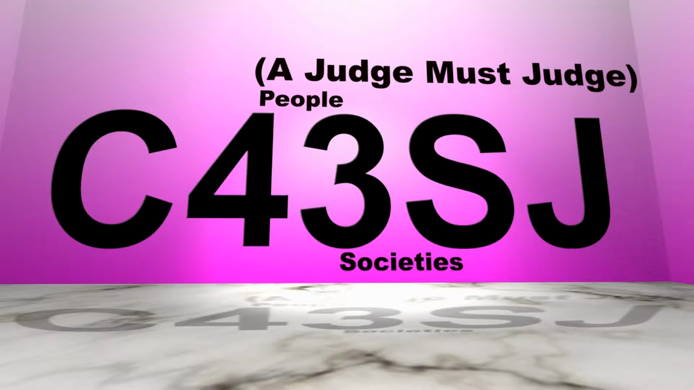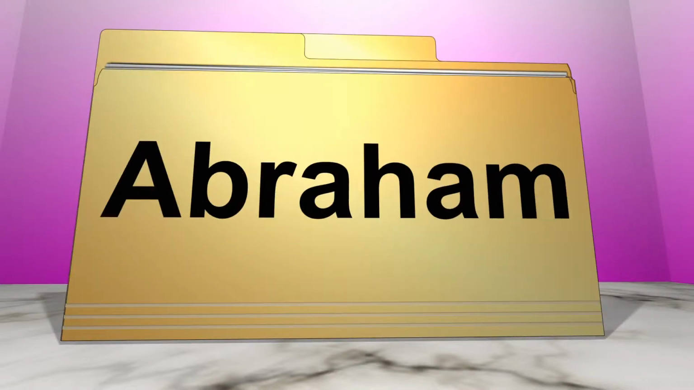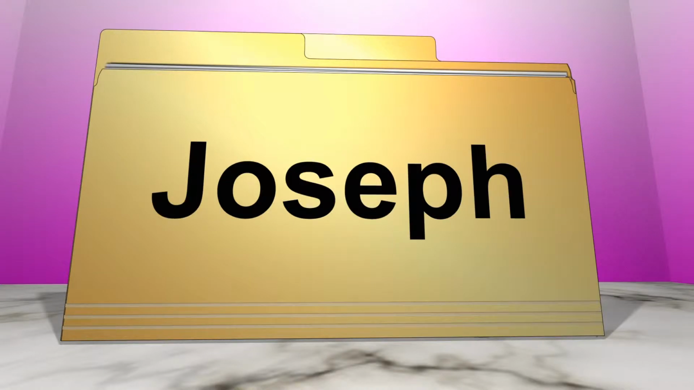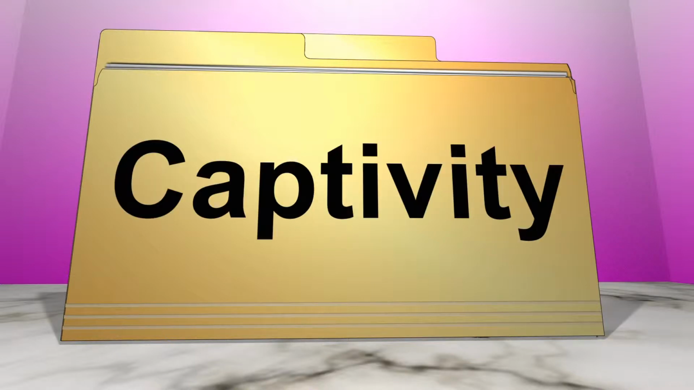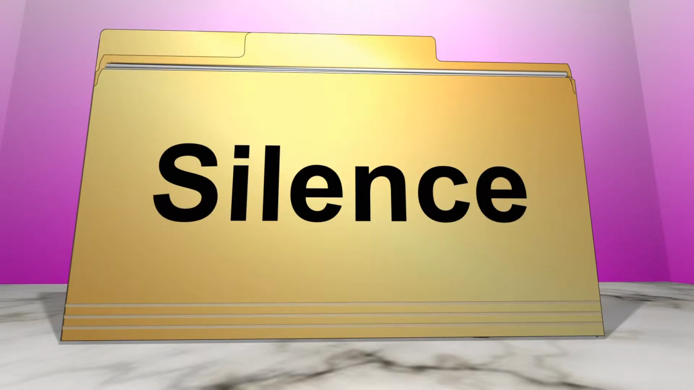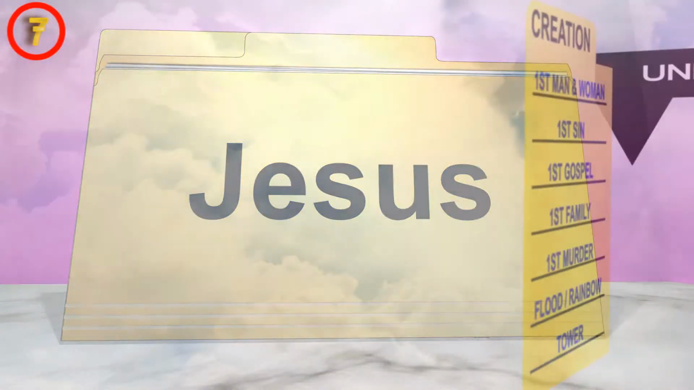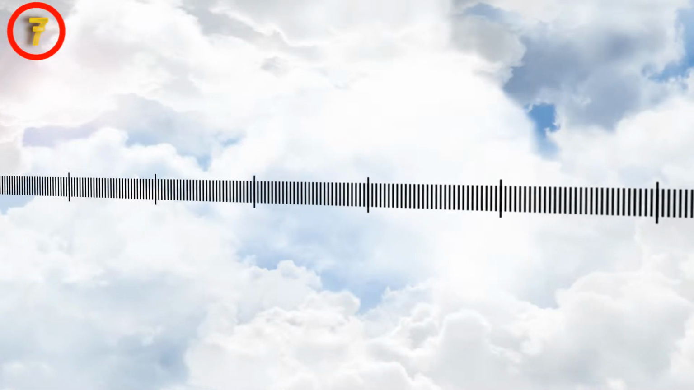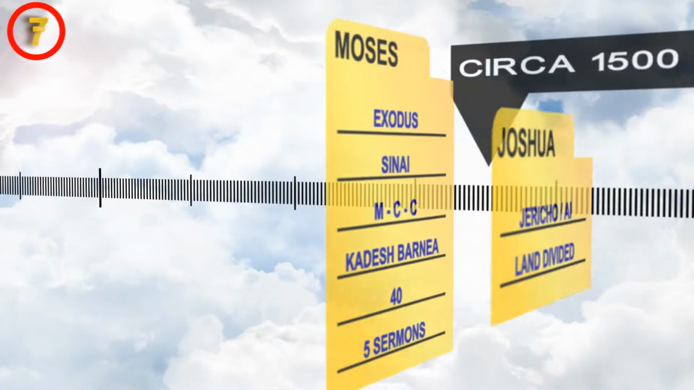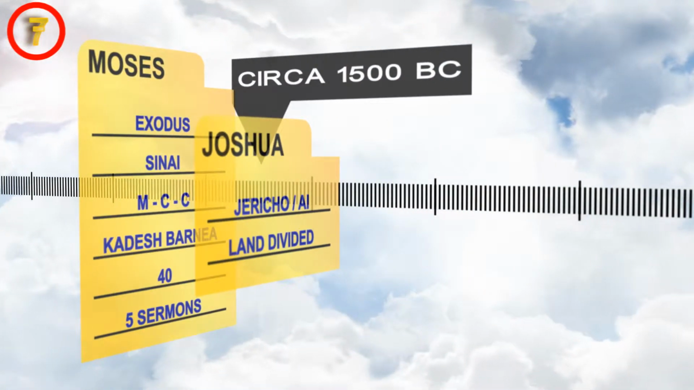Keeping in mind our mnemonic clues, a judge must judge, and ark, expand that fully to creation, Abraham, Joseph, Moses, Joshua, anarchy, royalty, captivity, silence, and Jesus. Our timeline moves to about 1500 BC. Keep in mind that all the dates in the Bible basically are heavily rounded.